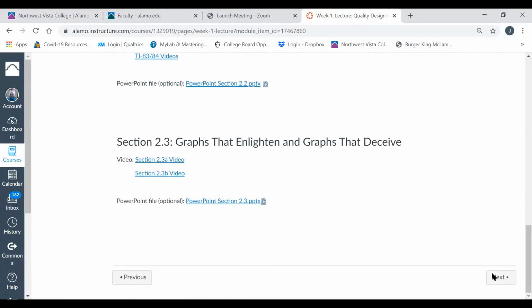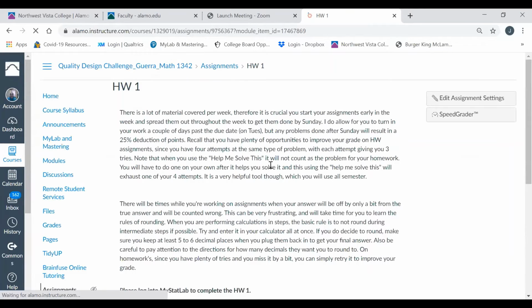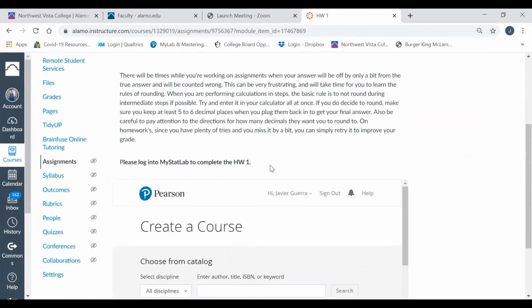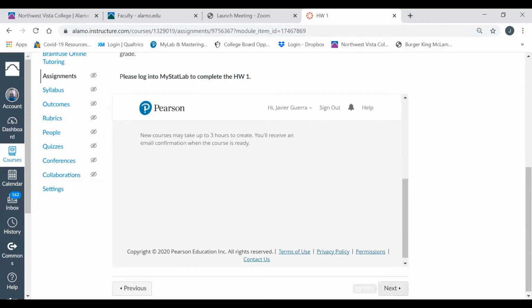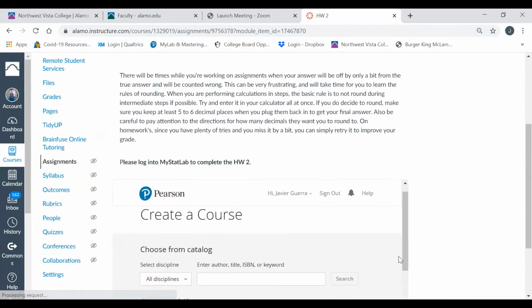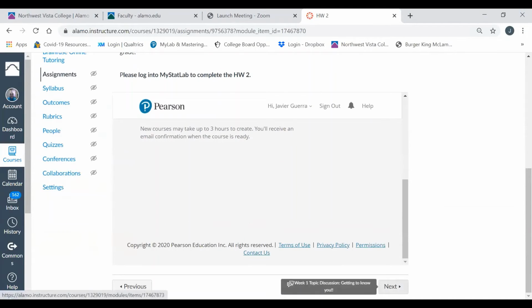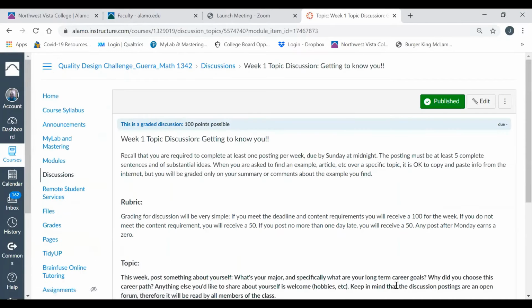On the next page, I have included the homework. It gives them a description of what the homework is going to be about. It also has a link, since we use Pearson for the homeworks. The homeworks are linked here so that a student can go in and start with their homework. That also includes quizzes. Usually we have several homeworks that they have to do per week.